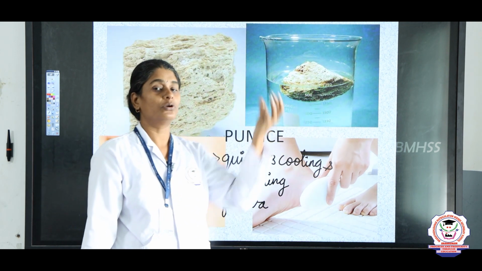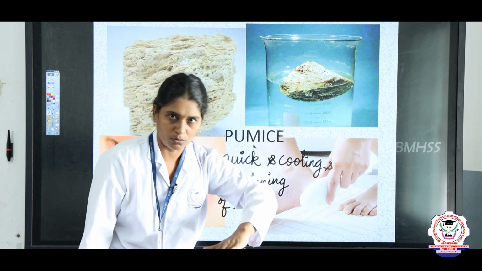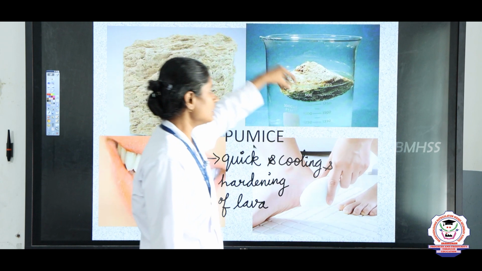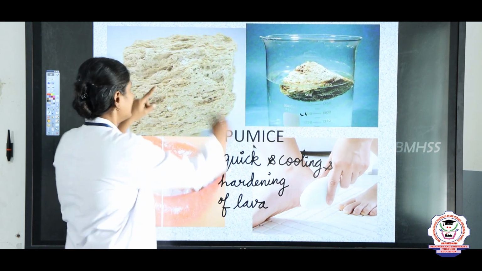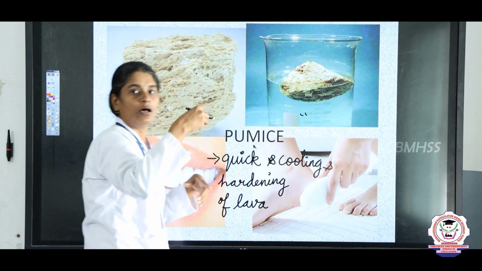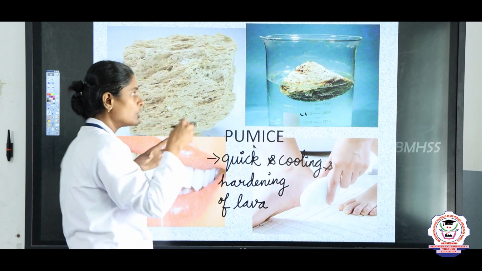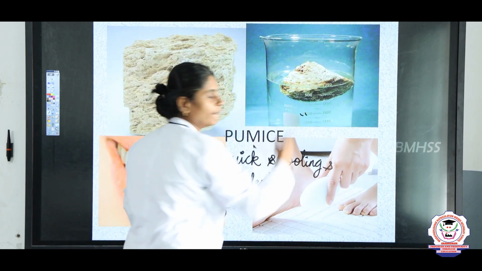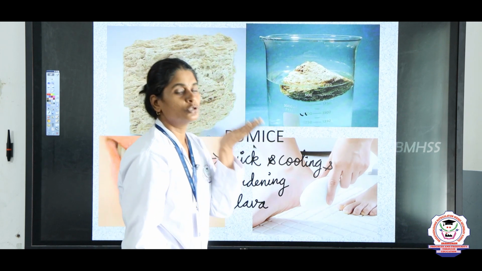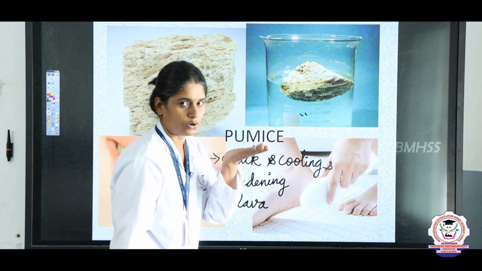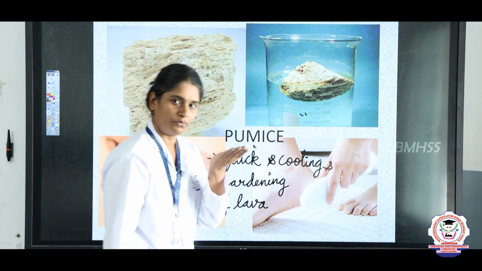Mostly when we put rocks in the water, the rocks will immerse, they will go down, right? But when you put pumice in the water, it will float. Why does it float? Because there is a lot of air trapped. Because that air is trapped inside the stone, it will float. That is why it is known as a lightweight rock. So pumice is a lightweight rock. Granite is a heavy rock. Pumice is a lightweight rock.